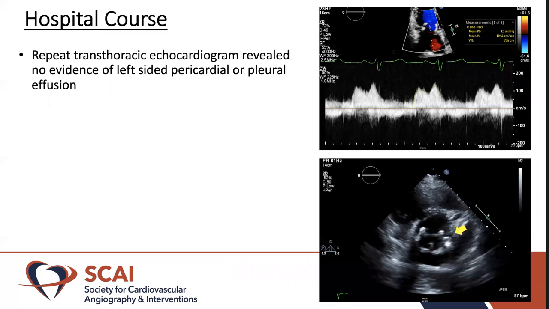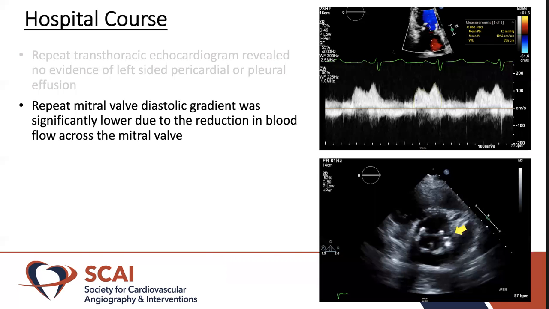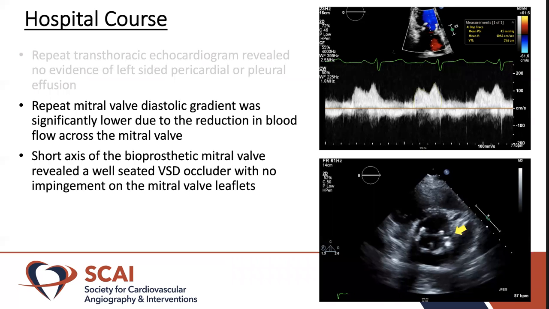Next, we repeated the transthoracic echocardiogram, and we found that there was no evidence of a pericardial or pleural effusion. There was a significant decrease in the mitral valve diastolic gradient to 4.5 millimeters of mercury from 10 millimeters of mercury initially. This is related to the decrease in blood flow across the mitral valve.